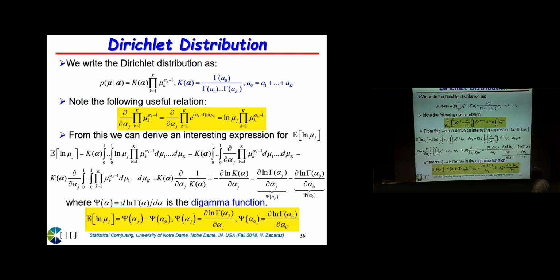And what is the digamma function? The digamma function is nothing else but the derivative, with respect to alpha j or with respect to any argument, of the log of the gamma function. So this is the definition of psi of alpha j, and this is the definition of psi of alpha 0.